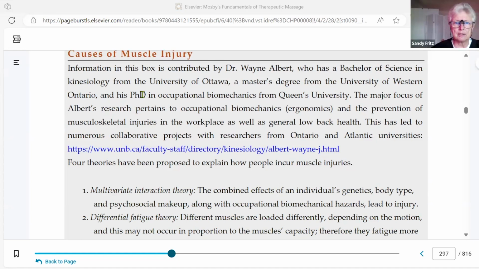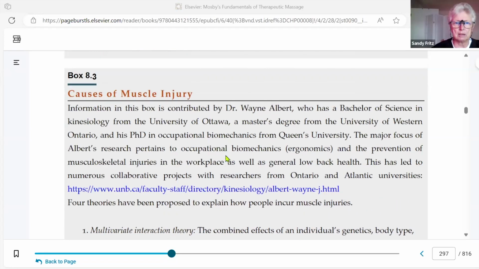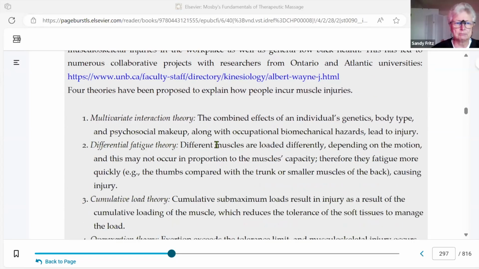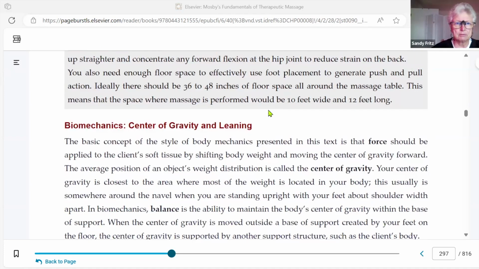And then this is Dr. Wayne Albert. He has been one of the experts that has reviewed this chapter, and he has talked here more about what happens with repetitive strain. So pay attention to the mentoring tips.